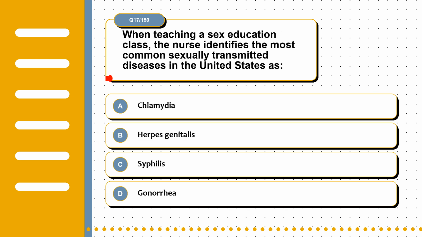Question 17. When teaching a sex education class, the nurse identifies the most common sexually transmitted diseases in the United States as, here are the options. Option A, chlamydia. Option B, herpes genitalis. Option C, syphilis. Option D, gonorrhea.